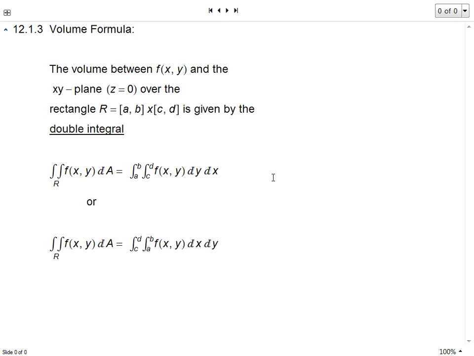All right, so here's our formal definition. The volume between a function, a surface, and the xy plane. Now, I point out here, what is the xy plane as an equation? Z equals 0. So you're saying we have a surface, and we have the xy plane, which is Z equals 0, the volume under it, over some rectangle, AB crossed with CD, is given by the double integral, and look at this notation, double integral over R. So this R here tells you you're integrating over some rectangle. The rectangle is defined to be this.